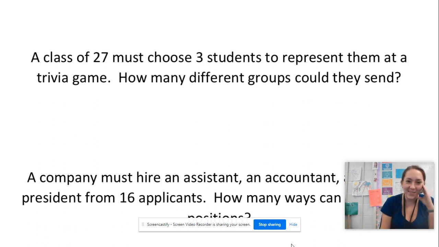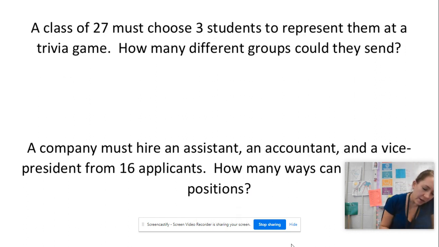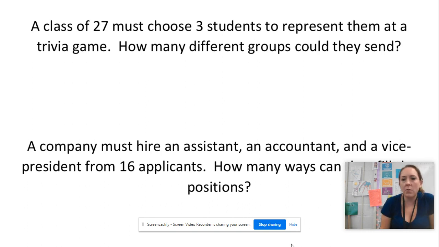Okay, this video is going to be about actual probability. We're actually going to do some probability. Yay. But just as a reminder, permutations and combinations. Permutations are when you are choosing things that are going to be different, and combinations is when they're all the same.